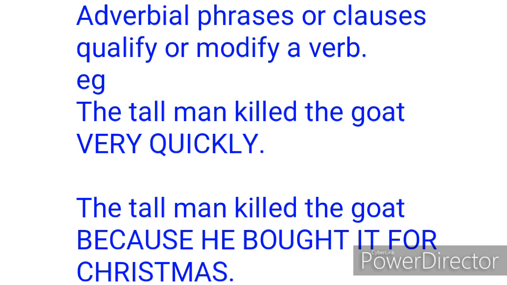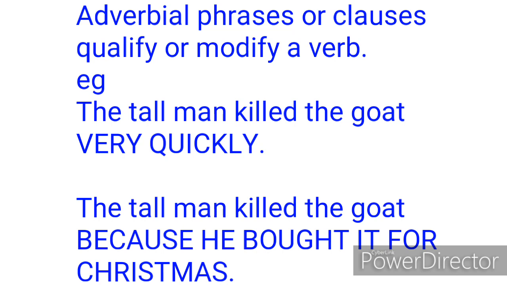Now let's look at adverbial clause or phrase. An adverbial clause or phrase has to do with a group of related words that tells us more about a verb. For example, "The tall man killed the goat very quickly." The underlined words, that is the capitalized words, "very quickly," is an adverbial phrase modifying the verb "killed."